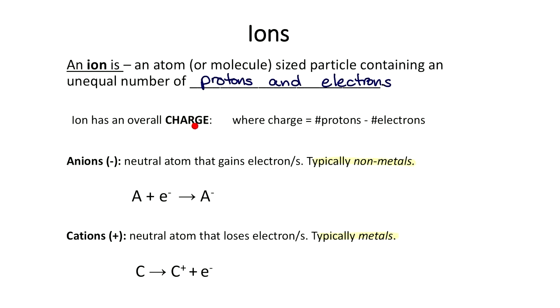So we can calculate the charge of a single particle by comparing protons to electrons. For the most part, when we were doing isotopes and stuff, we were looking at charged neutral atoms, so protons and electrons were equal, but now we're going to start talking about charged things that have unequal protons and electrons.